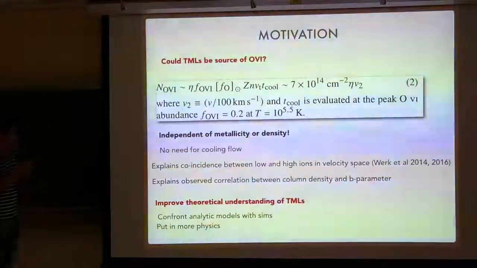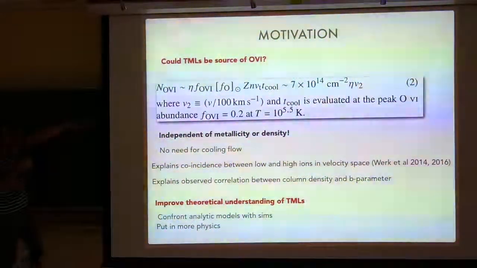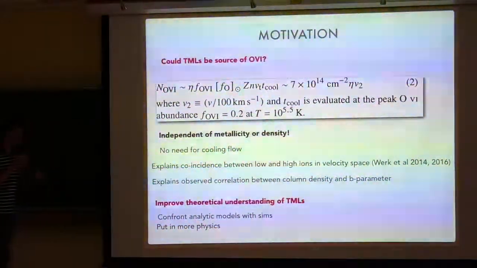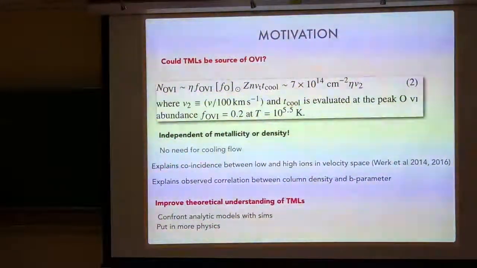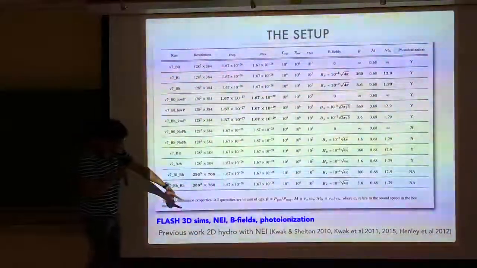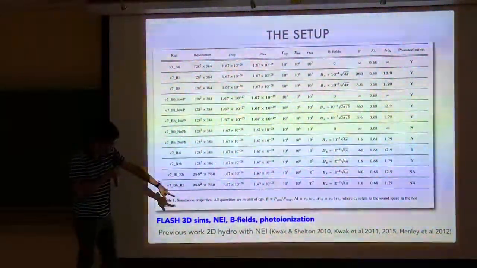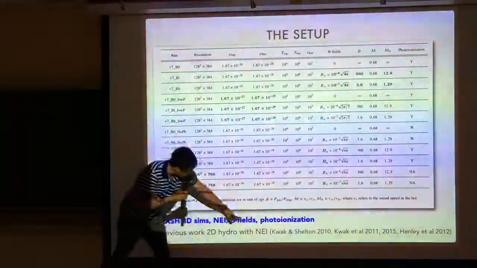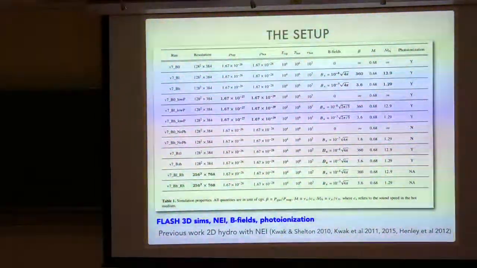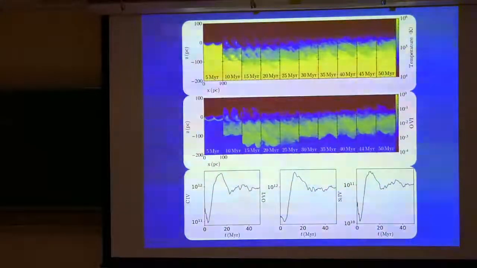But also, we really want to test this order of magnitude estimate and these analytic models of mixing layers against simulations. There actually have been detailed 2D simulations of mixing layers, but they've never confronted simple theoretical models. So we ran a bunch of simulations. The main thing is that these are in 3D. We have non-equilibrium ionization. Suoqing wrote a new FLASH module for that, but he also hacked it to put in photoionization, and we also put in B fields. Okay, so this is what it looks like.